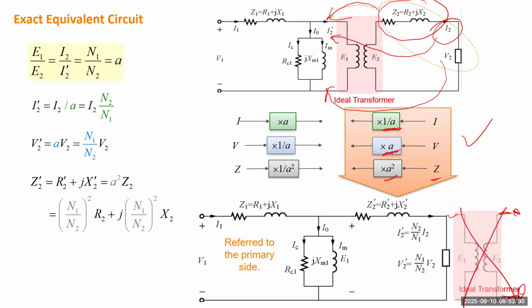Definitely, you can also transfer everything to the right-hand side. If you do that, you transform the primary side current, voltage, and impedance to the right-hand side. Current needs to be multiplied by the ratio, voltage divided by the ratio, and impedance divided by the ratio squared. So either way is good.